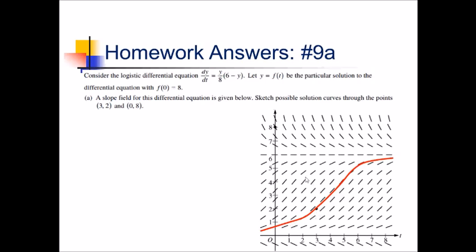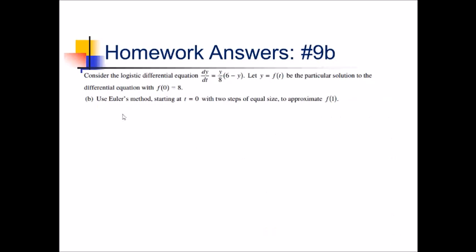And then for our other solution curve through 0, 8, we have to come down through here and approach but not touch that horizontal asymptote. So these both would have gotten full credit on the AP exam for following tangent lines and going through those points. For part B, using Euler's method, starting at t equals 0 with 2 steps of equal size, we want to approximate f of 1.